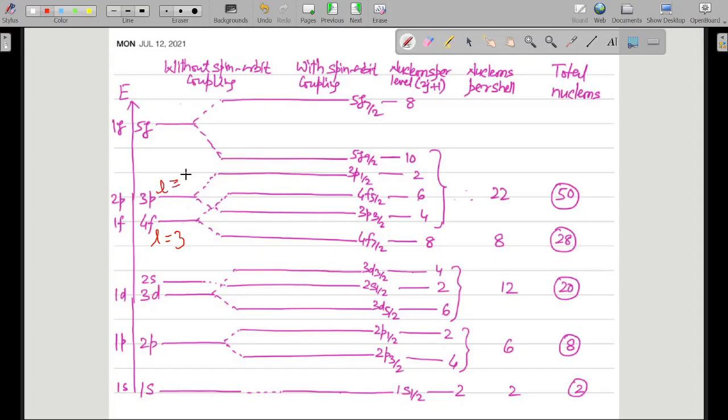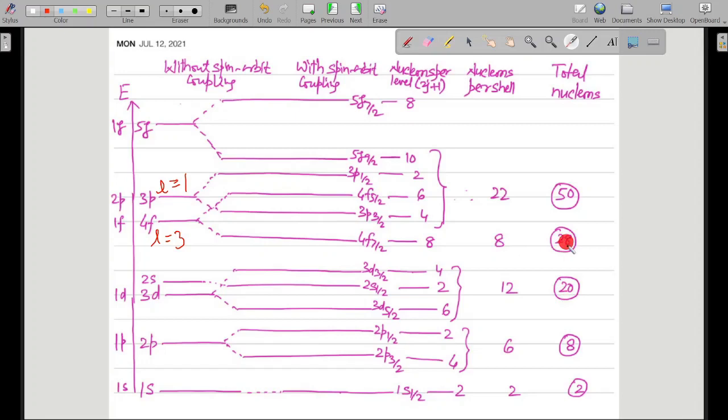Then L equals 1 for p. So 1 plus half, 3/2, is written over here, and 1 minus half, 1/2, has been written over here. So there are 8 nucleons in this. How? 2 into 7/2 plus 1, that is 8 nucleons. Up to here there were 20 nucleons and 8 nucleons in addition, so 28.